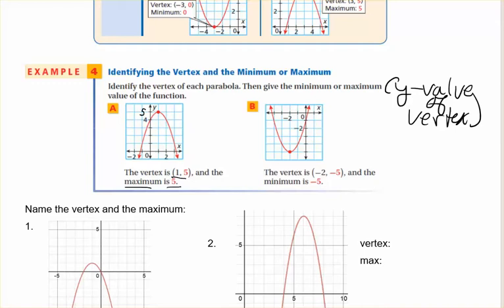In B, the lowest this graph ever goes is at (-2, -5), so that is the vertex. Remember, you're writing this as the coordinate x, comma, y, so you have to find that coordinate. And the minimum is -5 because that's the y value of the vertex.